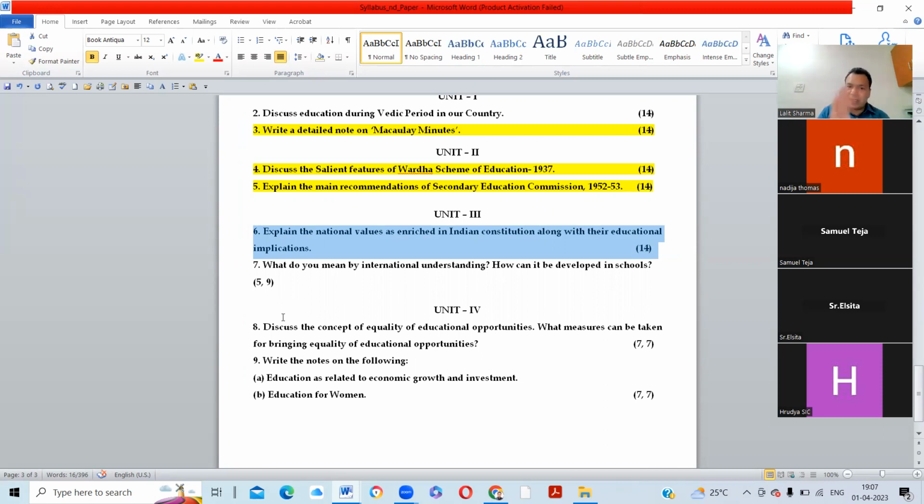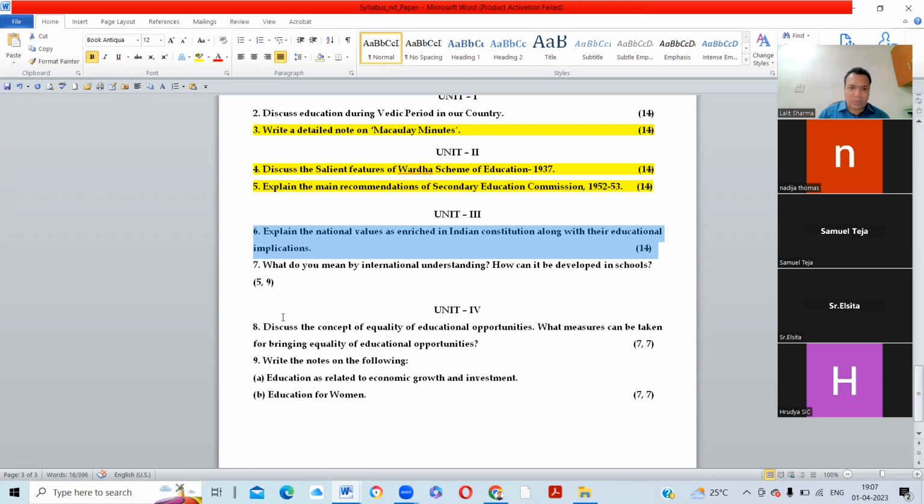Even the seventh question is also easy. What do you mean by international understanding? How can it be developed in schools? In today's notes, I have given the answer to this, about international understanding and how it can be developed in schools, right guys?